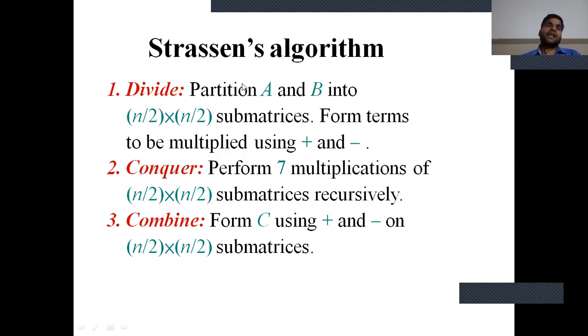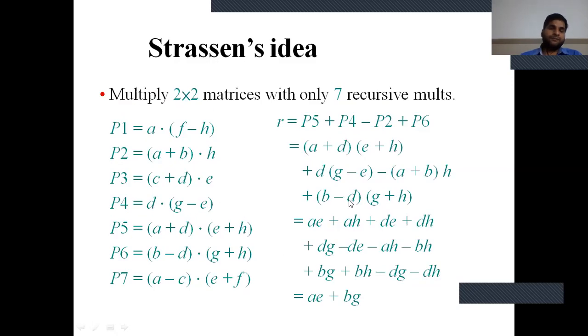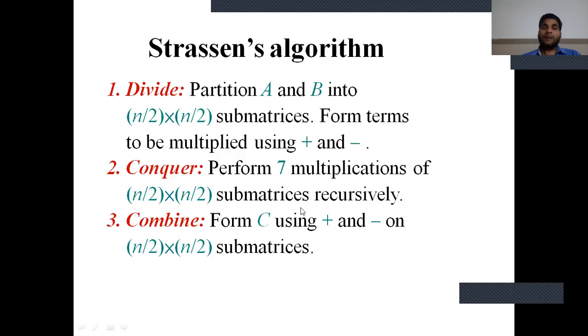So Strassen's algorithm: divide, partition A and B into n by 2 cross n by 2 submatrices, from which terms are multiplied using plus and minus. Conquer: perform 7 multiplications of n by 2 submatrices recursively, as we explained in the above example. And combine, forming C using plus and minus of n by 2 submatrices.